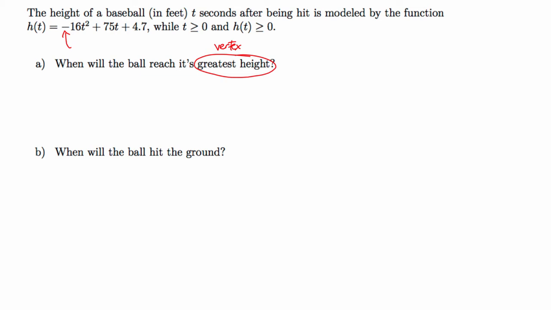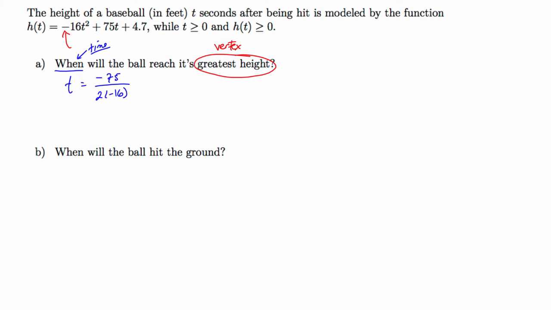In addition to being told that we're looking for the vertex, we want to note that the question is specifically about when. A when question is about the time. So not only am I looking for the vertex, I'm specifically only looking for the t value of the vertex. The first step in finding the vertex is to find typically the x-coordinate. In this particular example, though, we have an input variable of t, not x. So the t value will be found by setting t equal to the opposite of b over 2a.